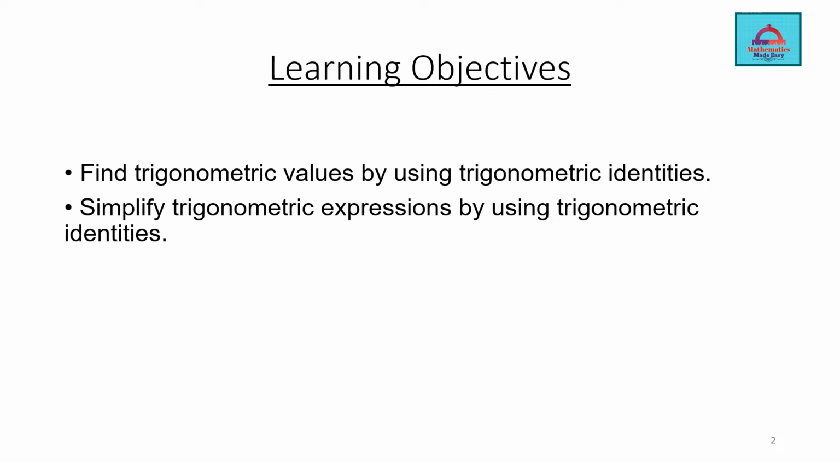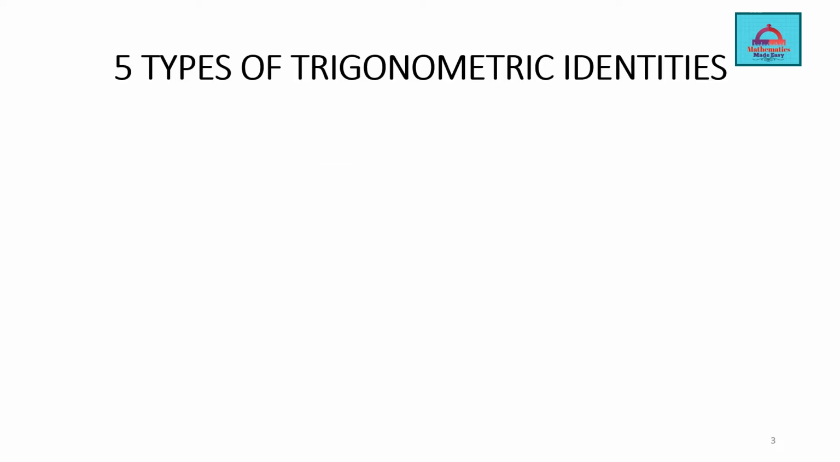Our learning objectives for the day would be to find trigonometric values by using trigonometric identities and to simplify trigonometric expressions by using trigonometric identities. Before we even begin the lesson, I want to just give you a flow chart which shows the different types of 5 trigonometric identities that you will be working on.